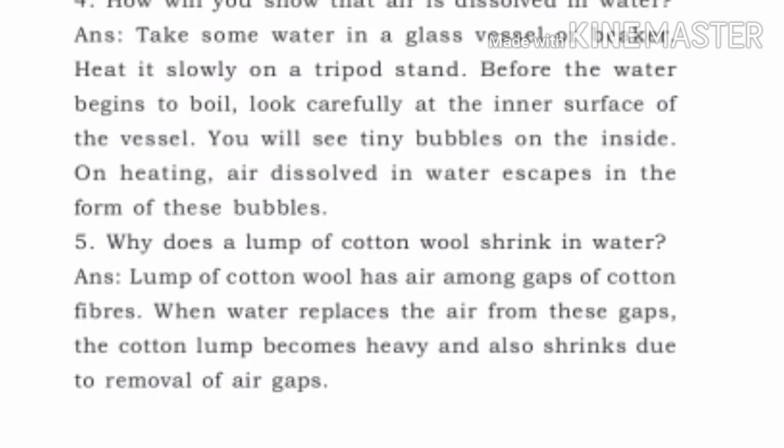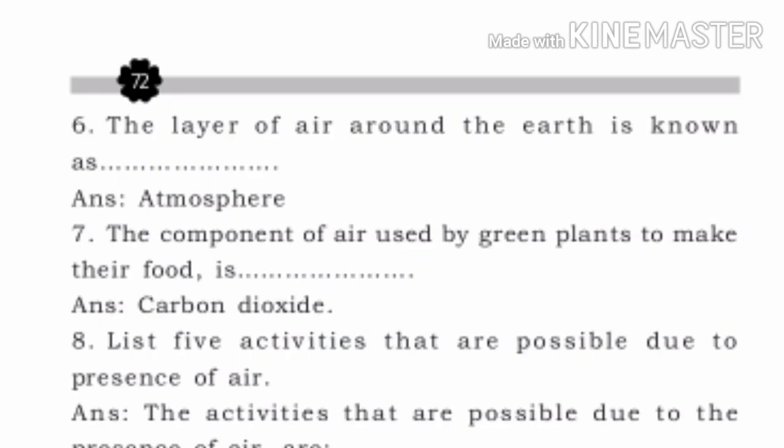Fifth question, why does a lump of cotton wool shrink in water? A lump of cotton wool has air in the gaps of the cotton fibers. When water replaces the air in these gaps, the cotton lump becomes heavy and also shrinks due to the removal of air gaps. Sixth question, the layer of air around the earth is known as atmosphere. So read the spelling correctly, children. A-T-M-O-S-P-H-E-R-E, atmosphere.